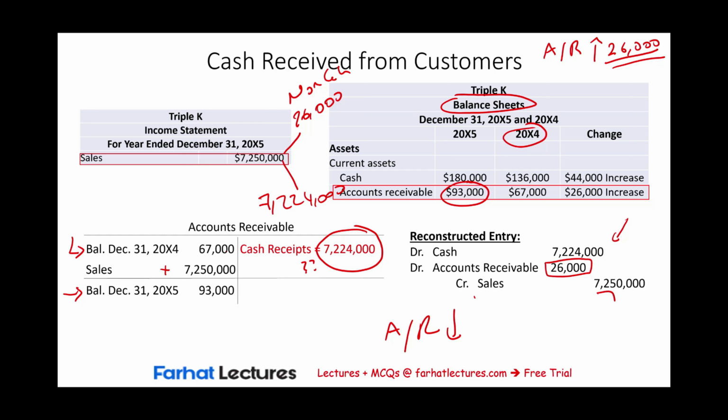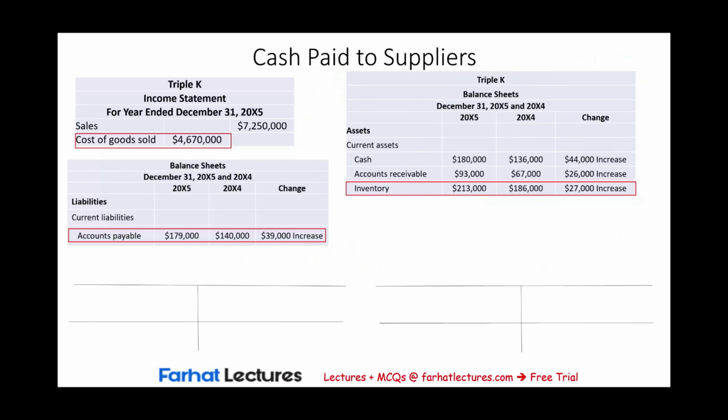So if account receivable went up, it means I sold more on credit. It means if I take a look at my sales, I deduct the increase in receivable from sales. If my account receivable went down, it means I collected more cash than I sold on credit. If I collected more cash, I'll take this cash and add it to my sales because I am concerned with my cash collection. Now let's take a look at cost of goods sold.